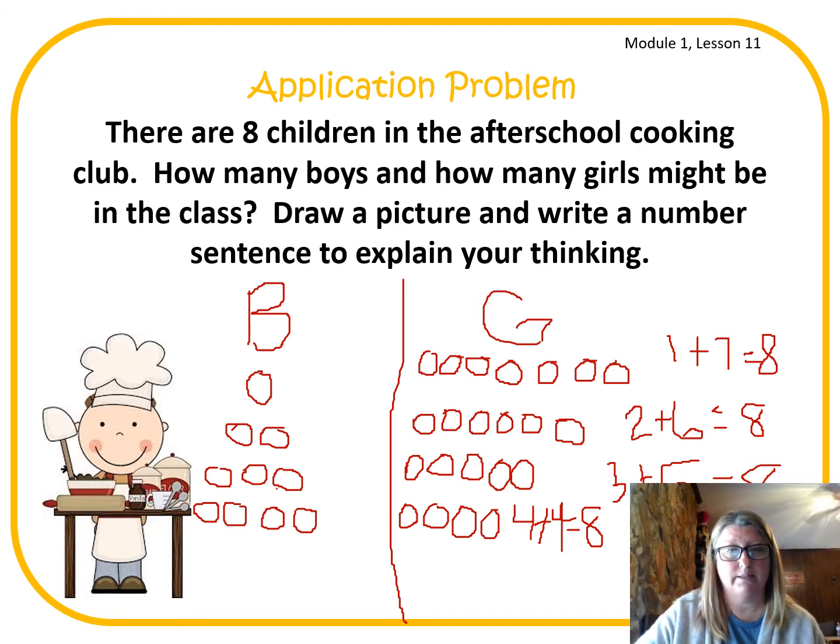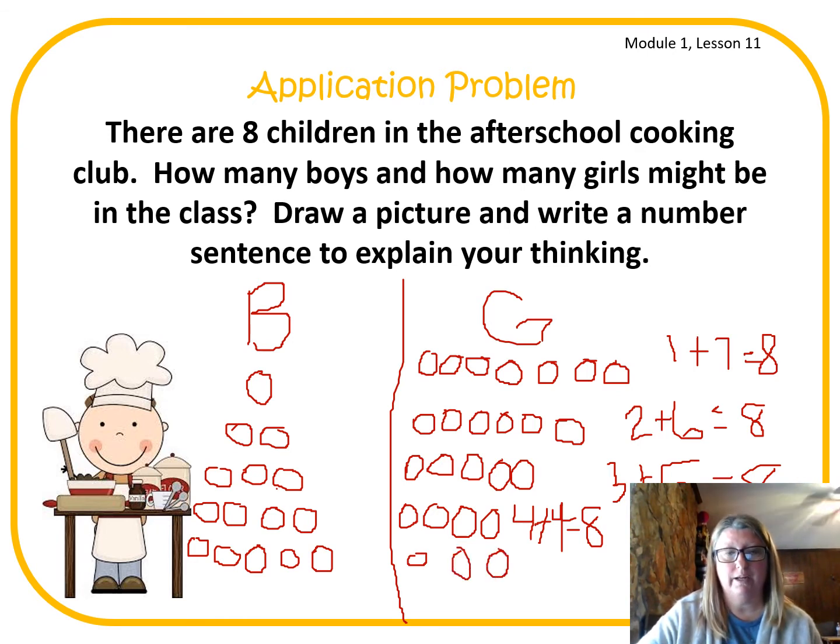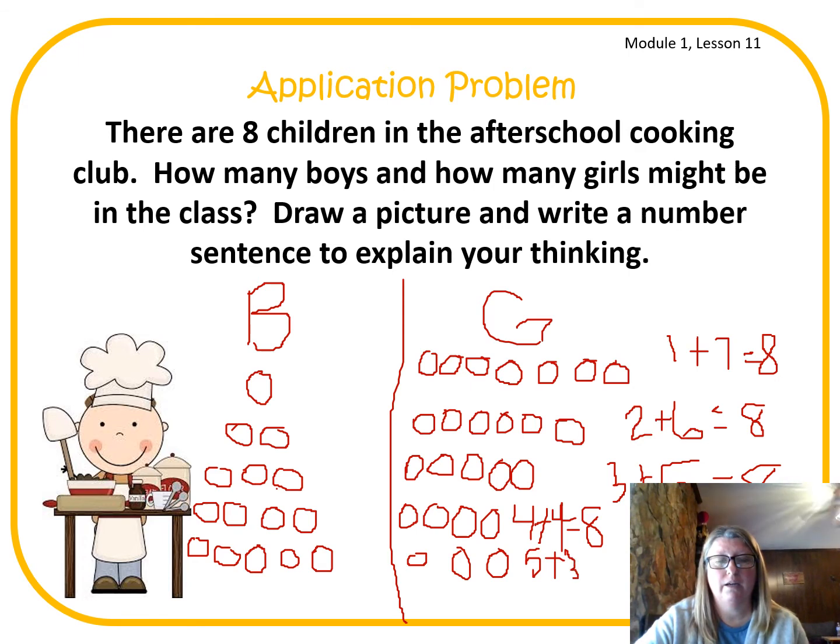Now look at this. Imagine there were 5 boys in the class. So 1, 2, 3, 4, 5. Okay, let's see how many girls there would be in the class. So there's 5 boys, so 6, 7, 8. Ooh, look at that. So that number sentence would be 5 plus 3 equals 8.